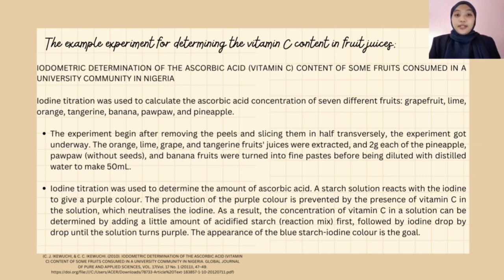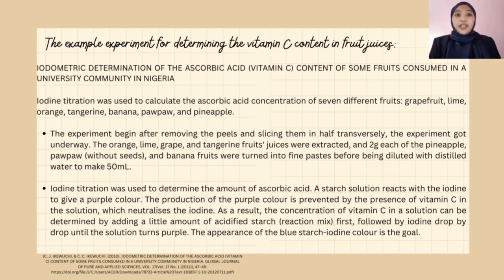The experiment began after removing the peels and slicing the fruits in half transversely. The orange, lime, grape, and tangerine fruit juices were extracted, and 2 grams each of the pineapple, pawpaw without seeds, and banana fruits were turned into fine pastes before being diluted with distilled water to make 50 ml. Iodine titration was used to determine the amount of ascorbic acid.